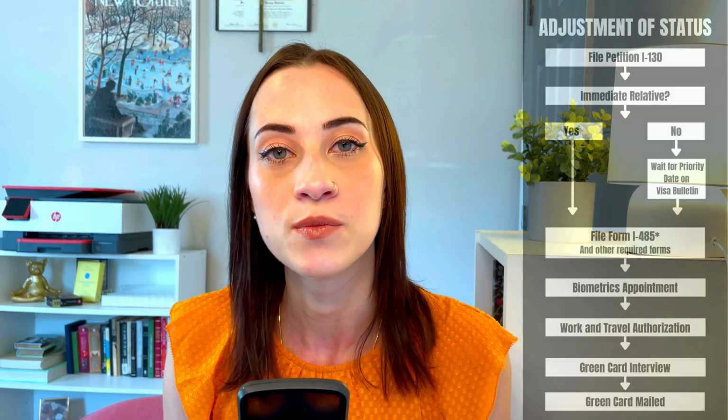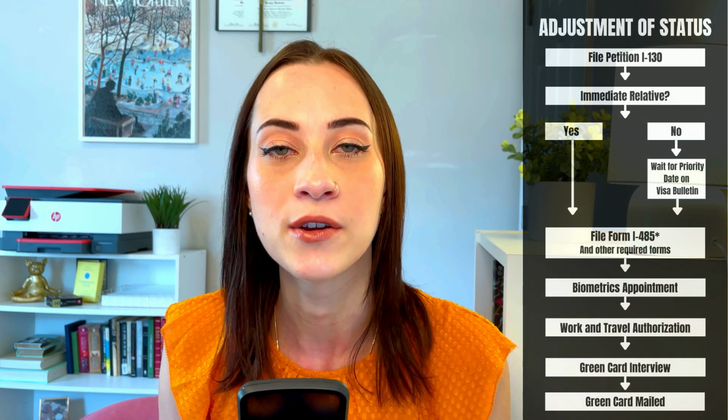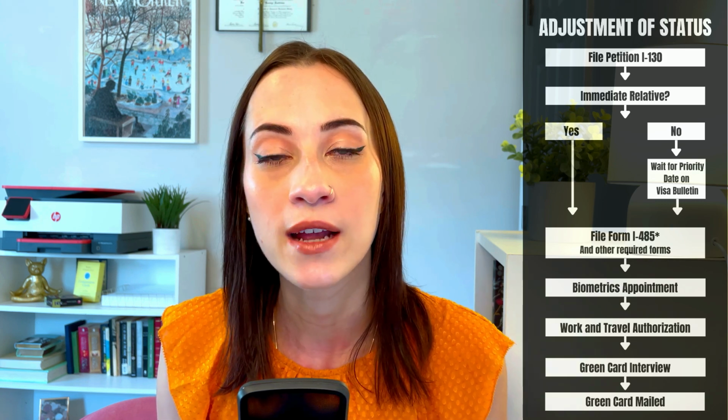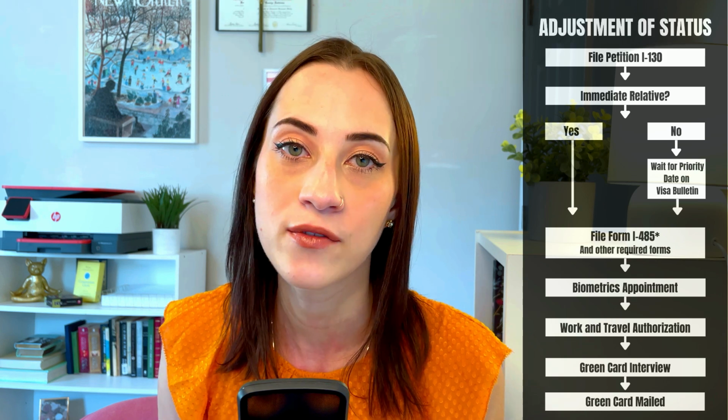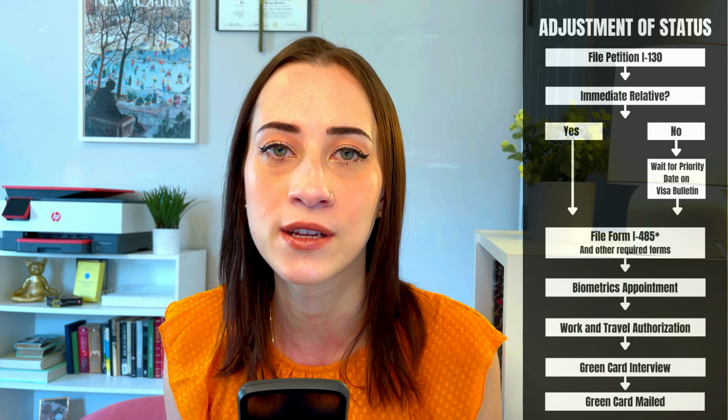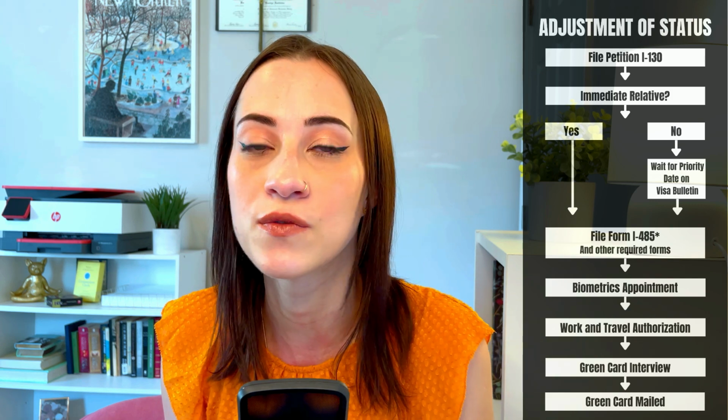If you are eligible for adjustment of status and you're currently residing inside the United States, you can go ahead and do that by submitting the form I-485, the application for adjustment of status form. This form is also known in general terms as the application for a green card.